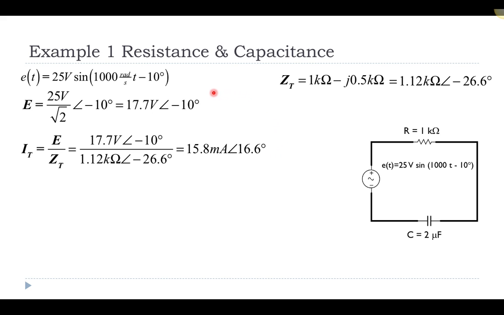So my voltage supply and the current coming out of that voltage supply are not in phase with one another, and I wouldn't expect them to be because I have some capacitance in that circuit.